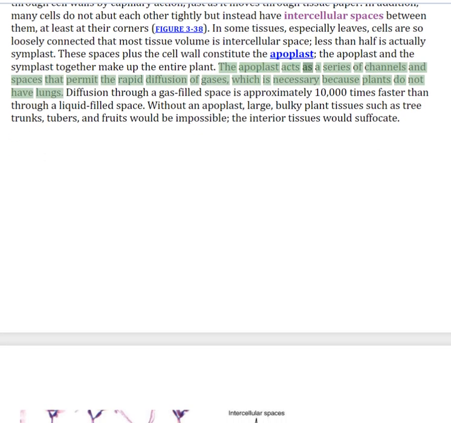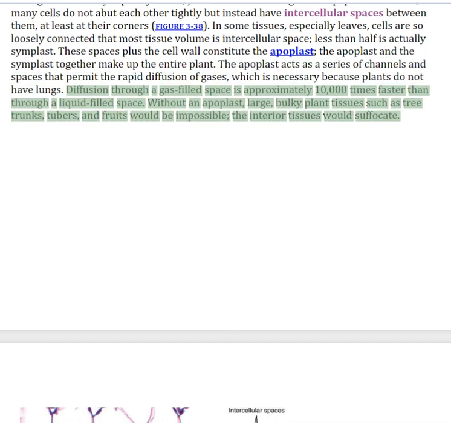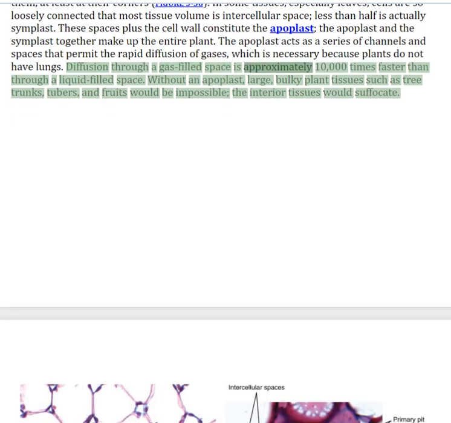The apoplast acts as a series of channels and spaces that permit the rapid diffusion of gases, which is necessary because plants do not have lungs. Diffusion through a gas-filled space is approximately 10,000 times faster than through a liquid-filled space. Without an apoplast, large, bulky plant tissues such as tree trunks, tubers, and fruits would be impossible. The interior tissues would suffocate.